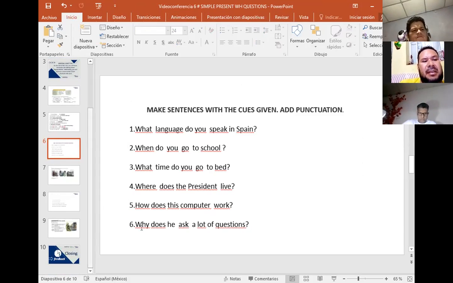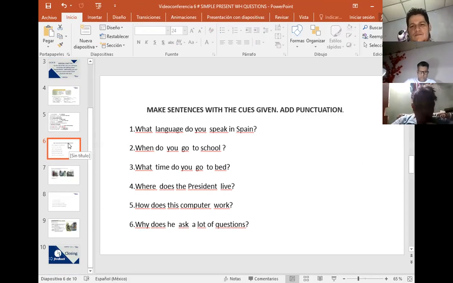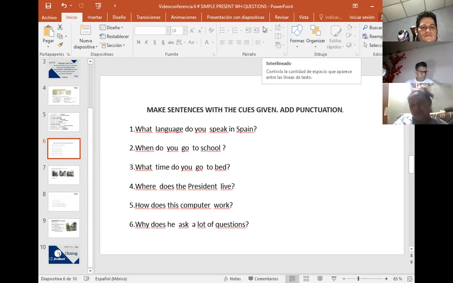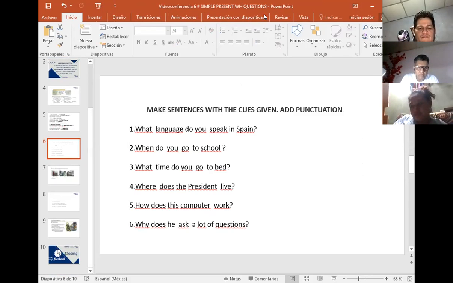Muy interesante, ¿verdad? Más que todo la estructura. El día de mañana pues seguiremos trabajando un poquito con algunas preguntas del do y el does. So we'll be working also with the listening exercise. También tenemos un trabajo de listening. Y pues pueden revisar parte de la presentación para poder practicar.